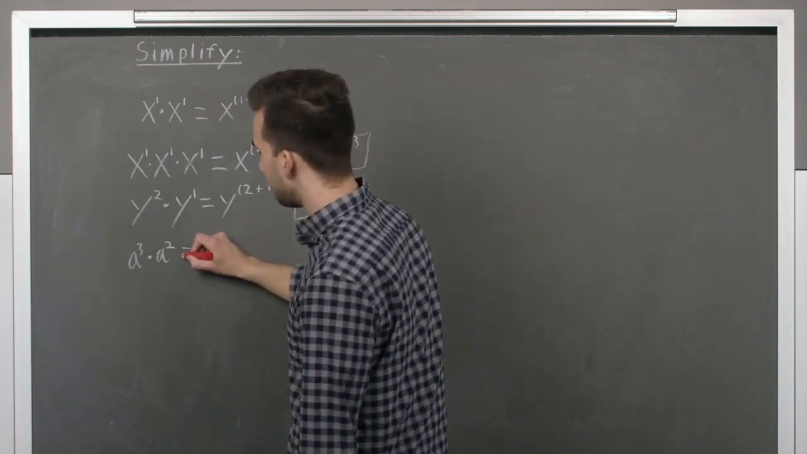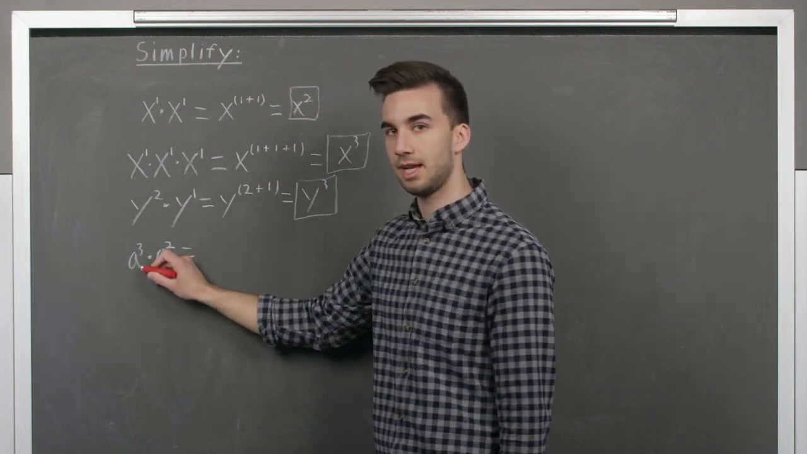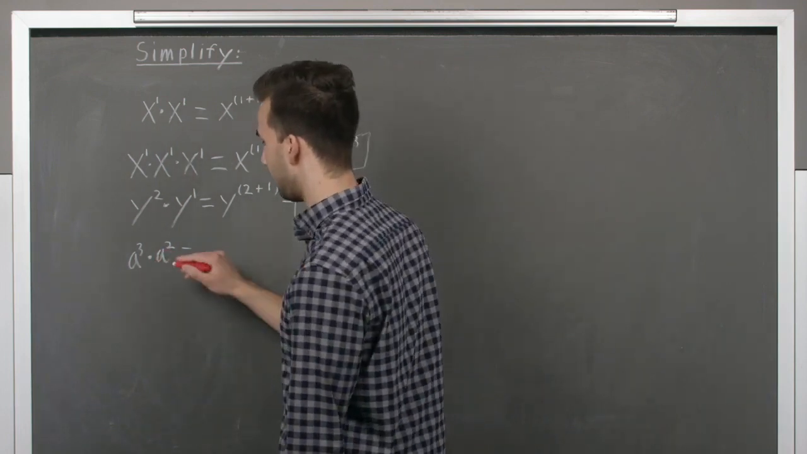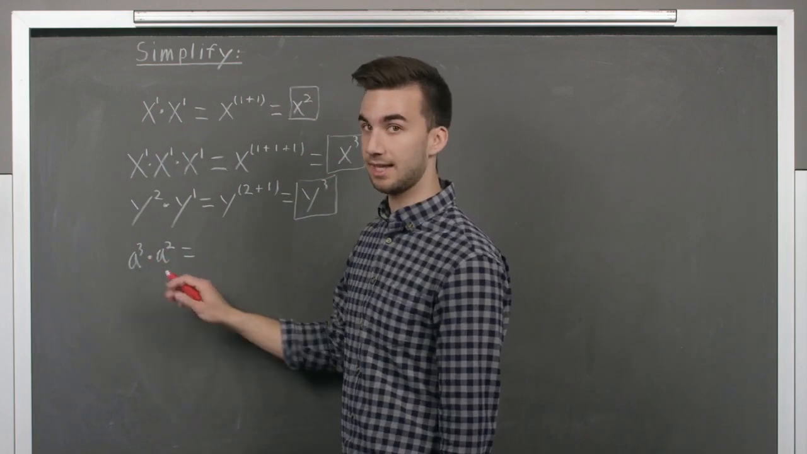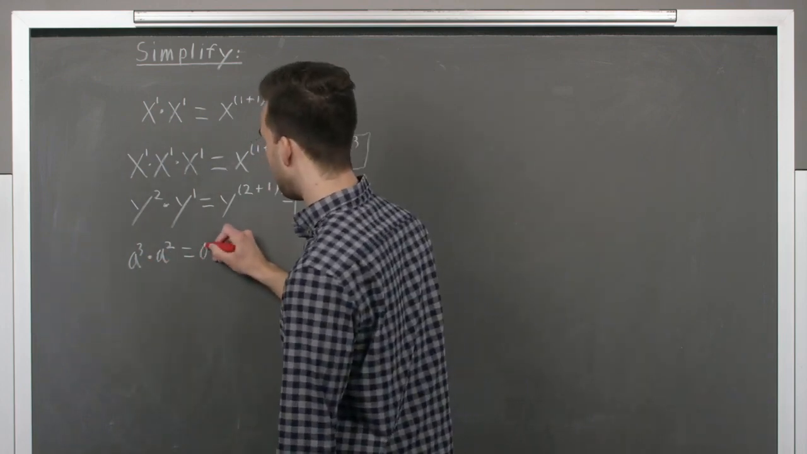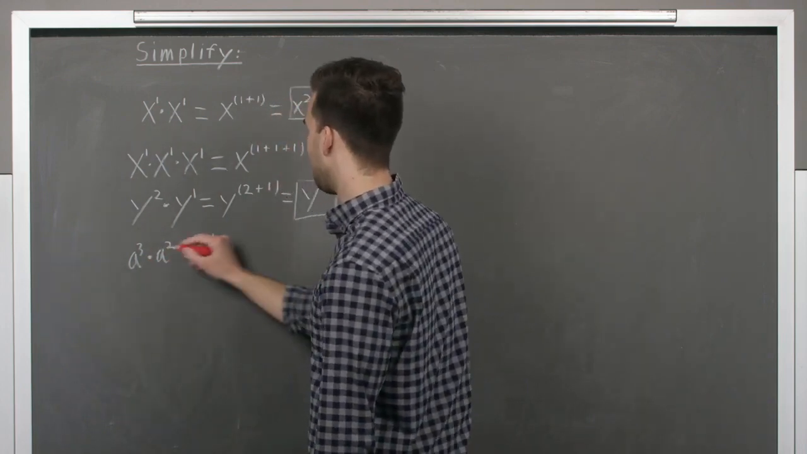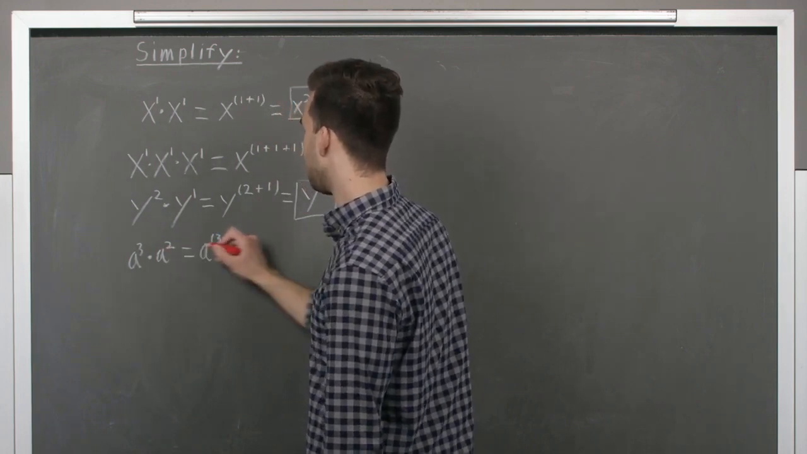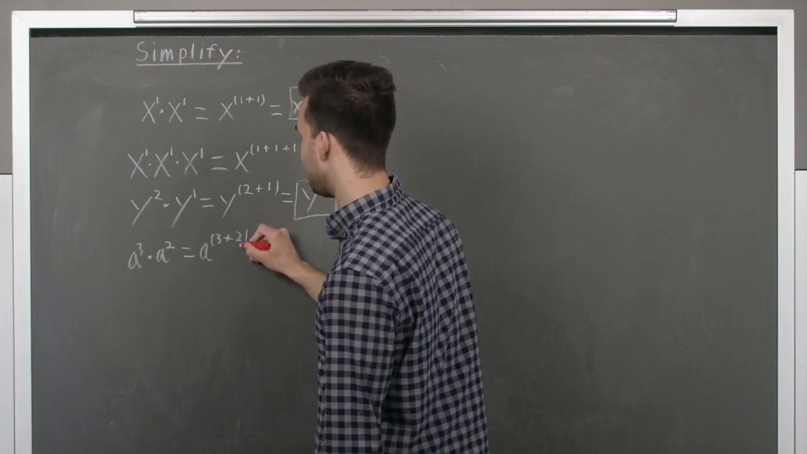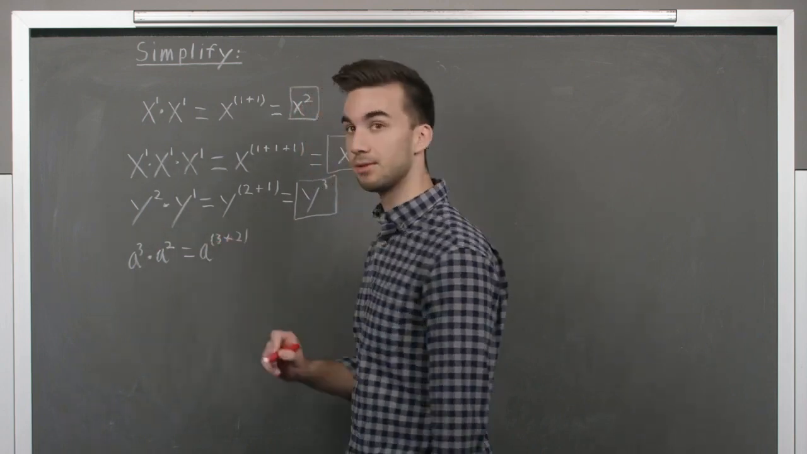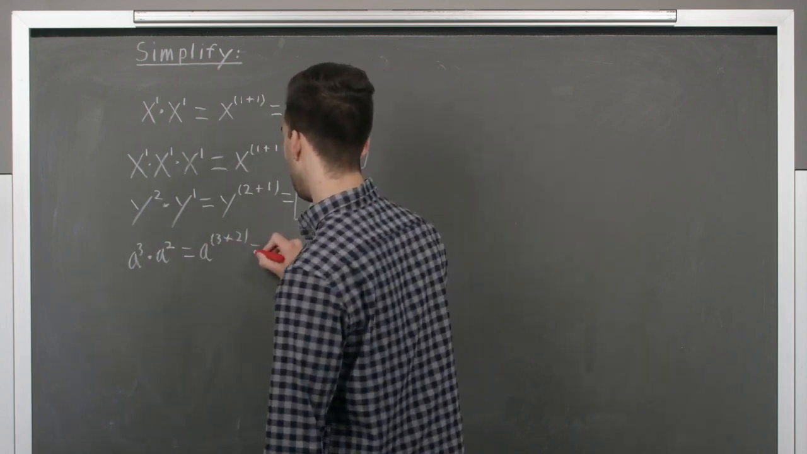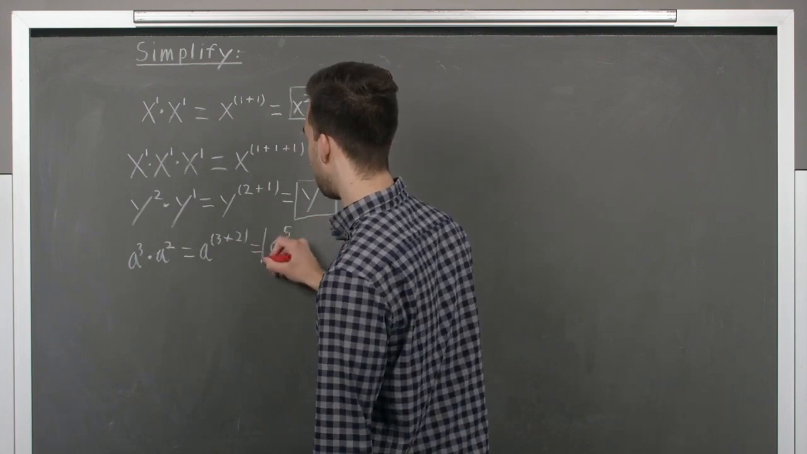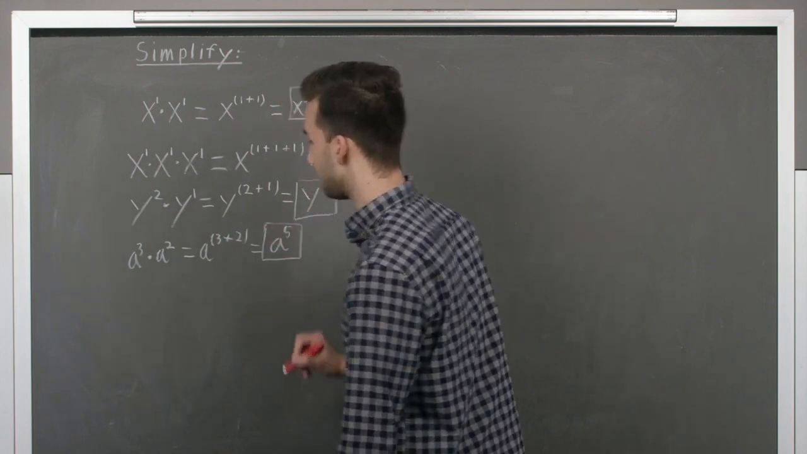Same for this down here. We have a to the power of 3 times a squared. And what do we do? We just add the exponents, right? So we have a to the power of 3 plus a to the power of 2 gives us a to the power of 3 plus 2. And 3 plus 2 is 5, so a to the power of 5 is our solution for that example.